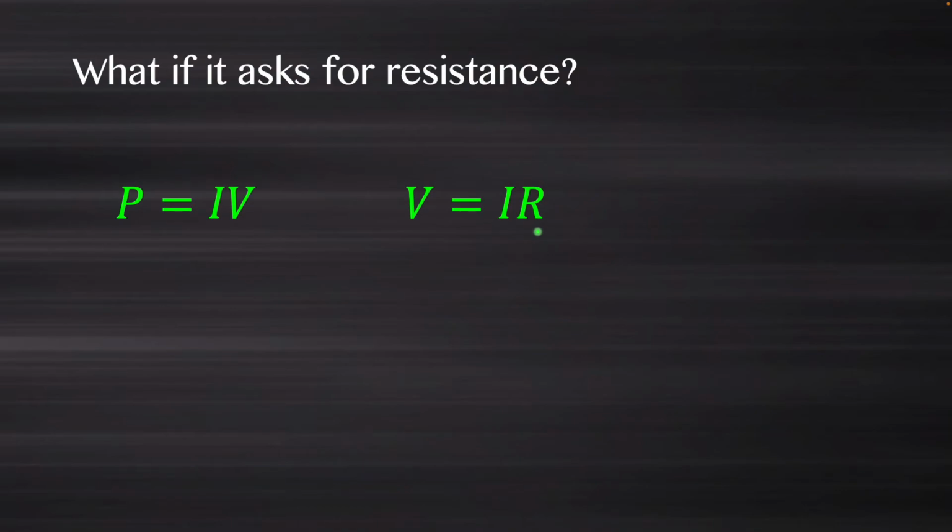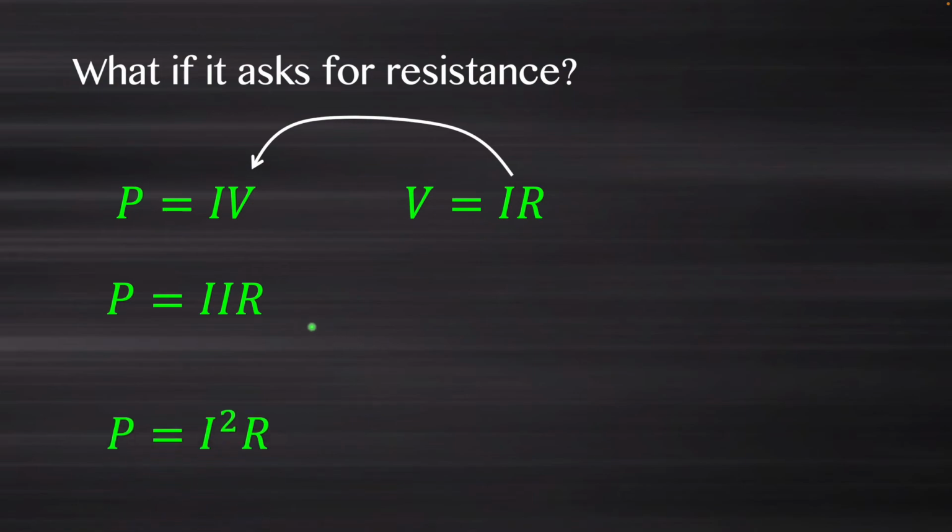So we're going to do a bit of a rearrangement here, kind of a combination of these two formulas, where if V is the same as IR, they're equal to each other, I can put IR wherever I see V. So I'm going to move it over here, and I'm going to put IR instead of V there, since they're equal. And that would give me P = I × IR. Okay, and I can simplify that a bit because I times I is the same as writing I squared. So here's our new formula now: P = I²R, if it's giving us information about resistance or asking about resistance instead of voltage.